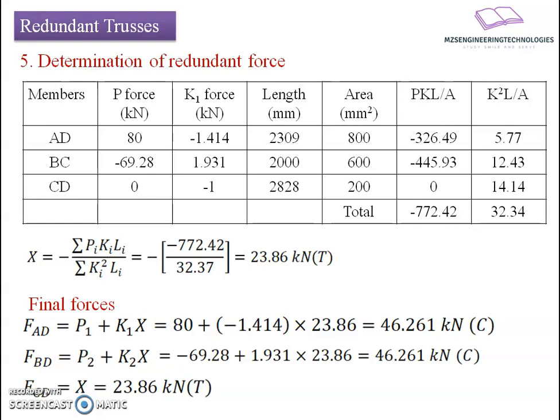Whereas if you go to member BD, P2 plus K2X, which comes to minus 69.28 plus 1.391 multiplied by 23.86, resulting into value as 46.26 kilonewton tensile in nature, where we have found the FCD as a redundant force which has a value equals to 23.86 kilonewton. With this we have completed the numerical.